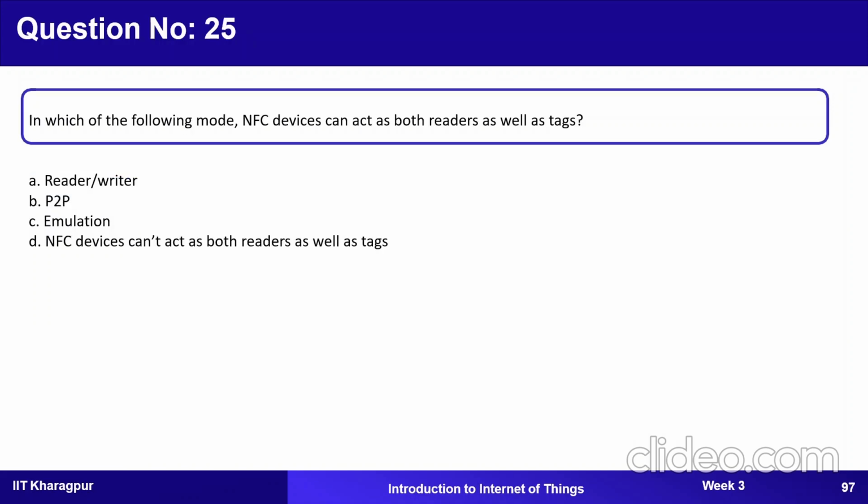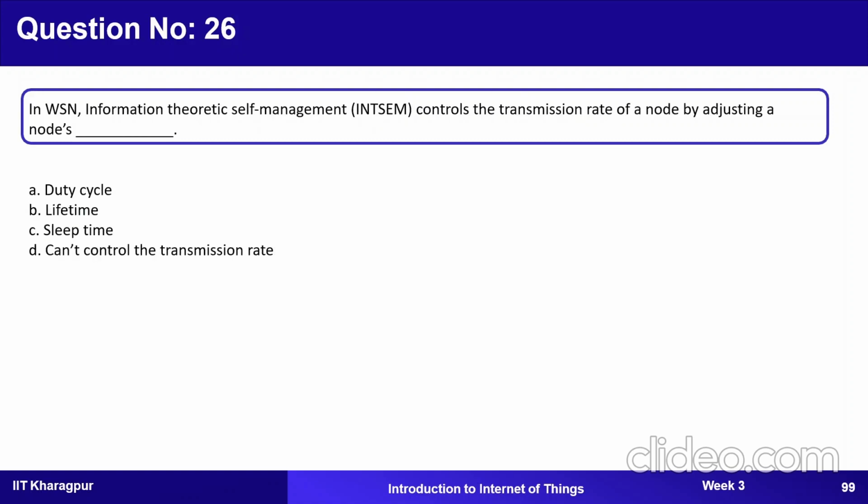Next question is, in which of the following modes can an NFC device act as both reader as well as tag? Options are reader writer, P2P, emulation. NFC devices can't act as both reader and writer in the same mode. The correct option for this question is P2P. In case of NFC devices, peer-to-peer mode is there, in which both the devices can exchange messages. So in peer-to-peer, both the devices can act as readers as well as tags.